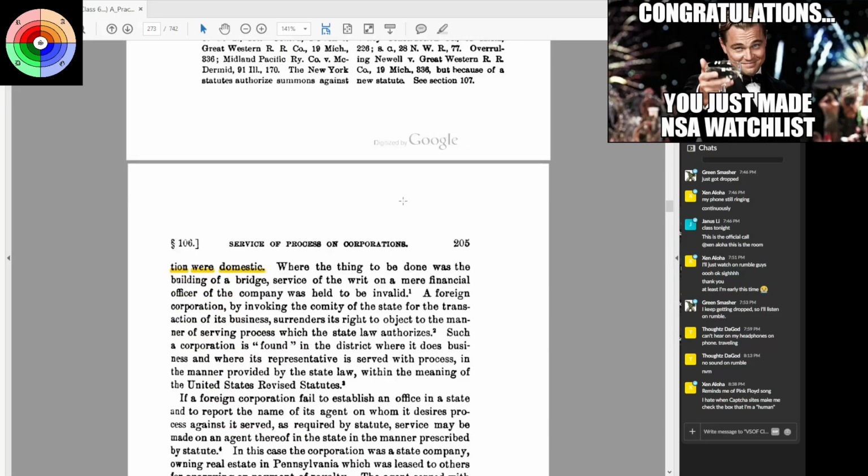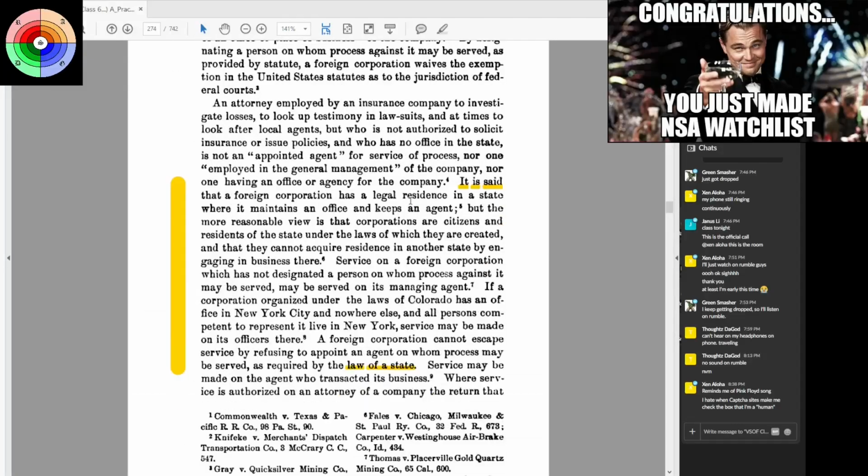So just think about that, it's a little bit different here in America because we have this thing about sharing the rights and immunities and particularly the laws of each one of the actual states of the Union, which are the separate actual countries because they have governors, not presidents. But anyway, skipping down. It is said that a foreign corporation has a legal residence in a state where it maintains an office and keeps an agent.